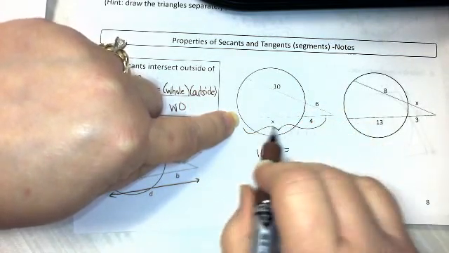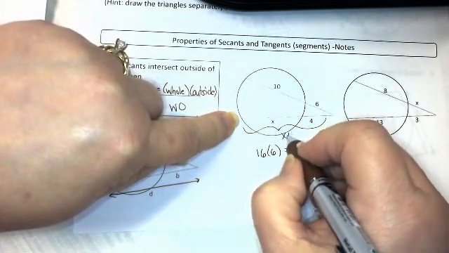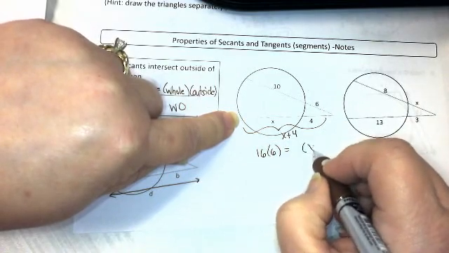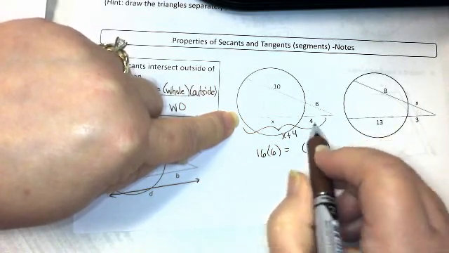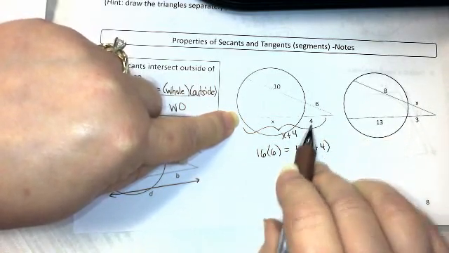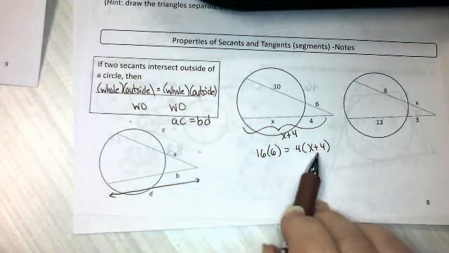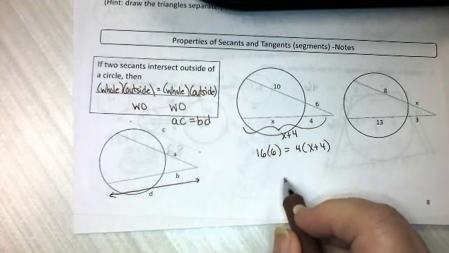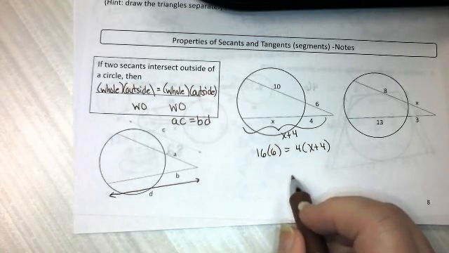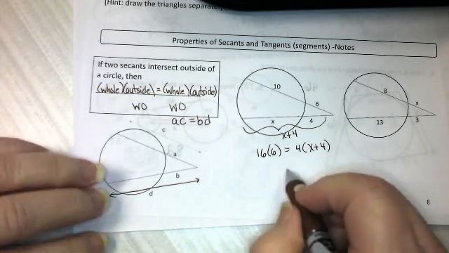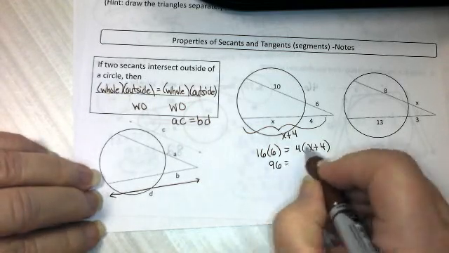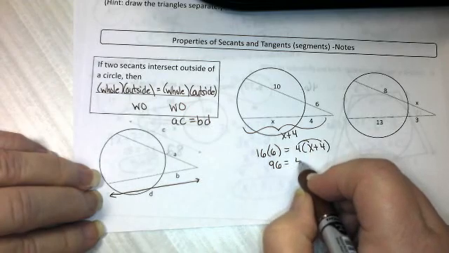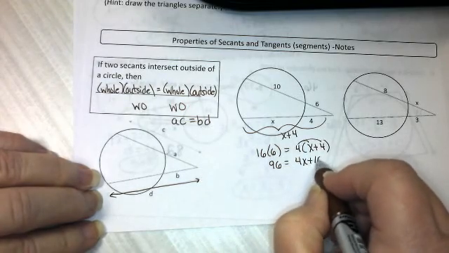So to get the whole thing, please don't say 4x, it's x plus 4. You have to add those two pieces together times the outside piece, which is the 4. So the outside part times the whole thing. And now we just solve. So 16 times 6 should be 96 equals, and we'll do the distributive property, 4x plus 16.